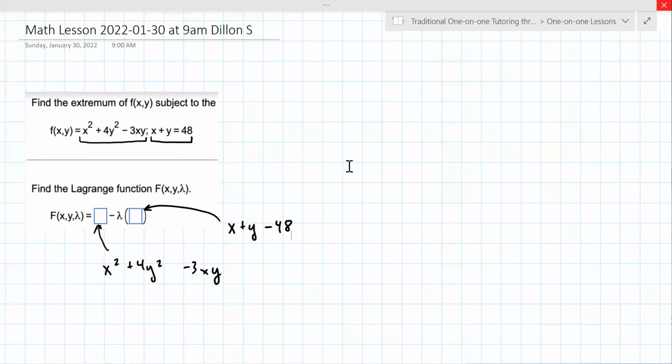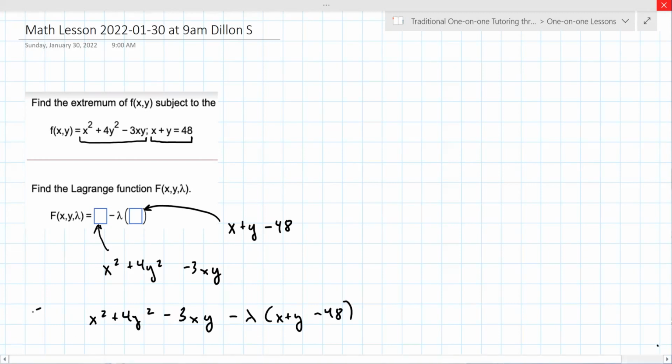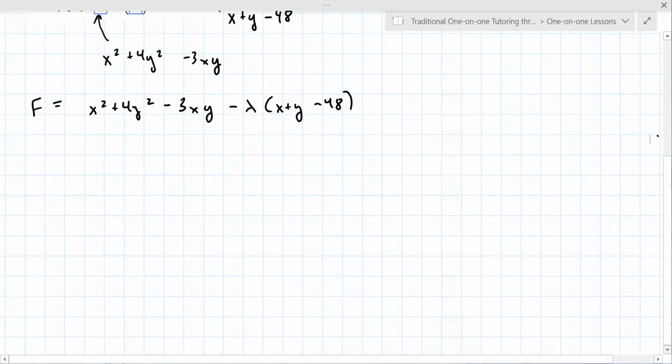If you want to, you can write it out like this on your paper. You don't have to, but this is the full function f, and then we're going to use it to take 3 derivatives, and that's going to be your part 2 on this. Do you see how there's 3 boxes below it, fx, fy, f lambda?